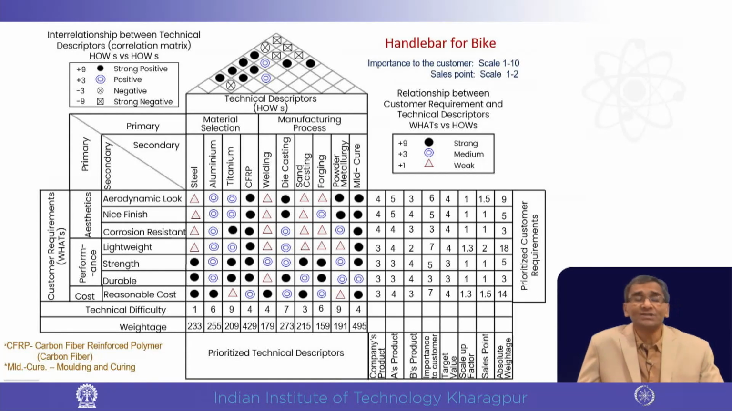On top you see the hows, quite a few hows, which are known as technical descriptors, or you can call them engineering requirements or design requirements. I would like you to see that on the extreme left hand side are the customer requirements, and on top, just below that triangle, you see the technical descriptors, or hows, or engineering requirements.